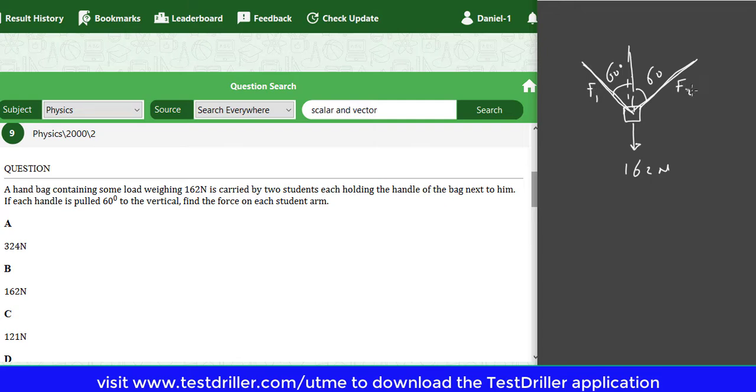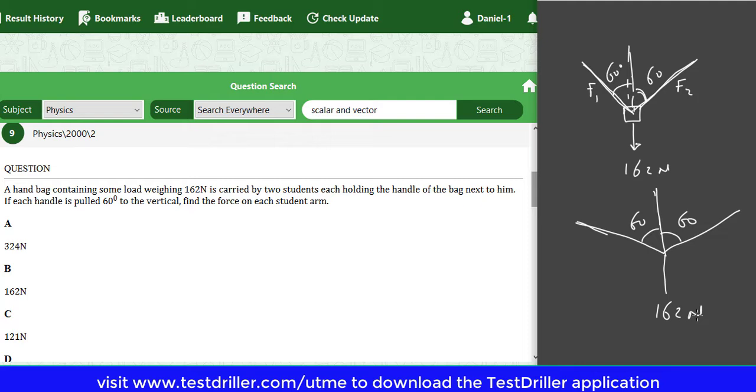So since both of them are being held at the same angle, we expect that both forces will be the same. So that's why you don't need to look for each of them separately. We end up having the same value since they are holding on to the bag at the same angle. But let's calculate one of the forces. So how do we compute this? So let's break it down this way. So here you have the representation. So this is 60 degrees, 60 degrees, and here you have 162 Newton.